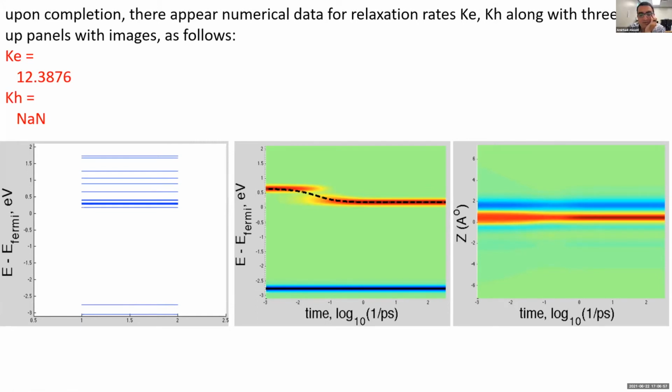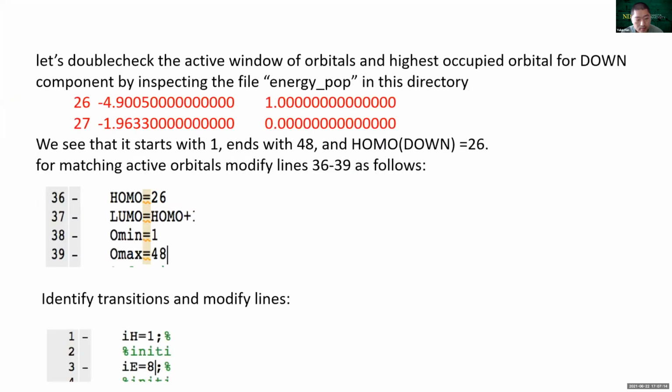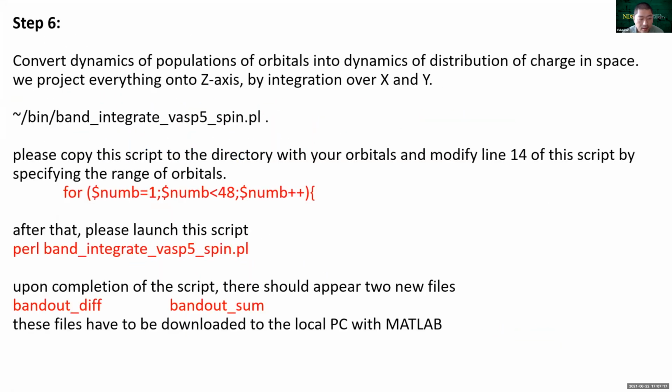So I have two questions. First, how could we repeat this calculation for systems that are not spin polarized? I guess the code is modified a little bit, but instead of band out diff and band out sum, you should have only one band out file. And in fact, this band out file is not necessary if you are only interested in the dynamics in energy. It is only necessary if you want to check the dynamics in space.